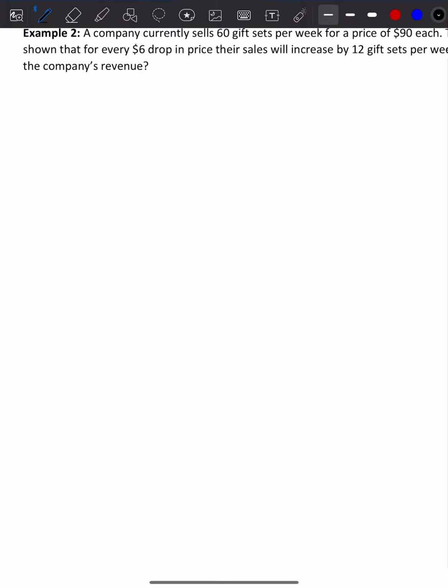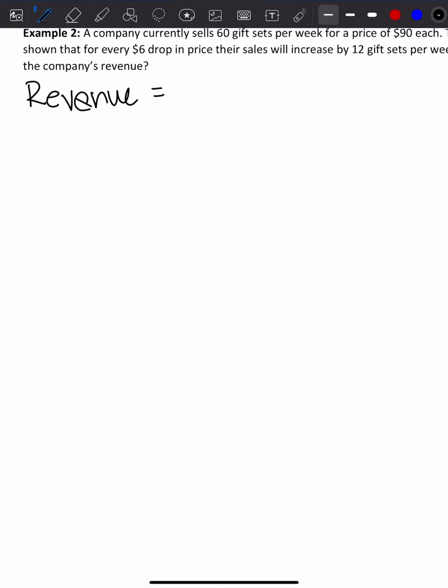So first thing that we need to know is what revenue is. We're not going to draw a picture for this one, but we need to look at what revenue is. So revenue is equal to the price times the number of sets sold. So revenue is how much money our products are being sold for, how much money is coming into that company.